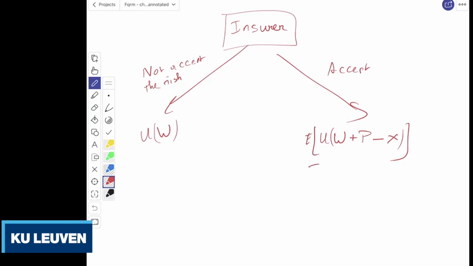So this is the utility after suffering the loss X. And the insurer will accept the risk X in return for P if we have this inequality. All right, so you receive P, you pay X.